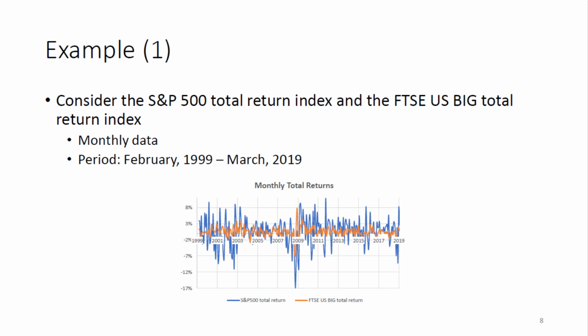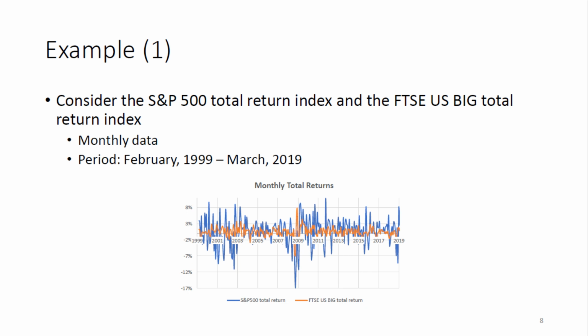So the blue line gives the monthly total returns for the S&P 500 index, so for the equity part, and the amber, the orange line, for the FTSE US Big, so more for the bond return line. And we see that the volatility of the blue line is higher than the volatility of the orange line. We also see that the returns are different in different time periods. So this is likely an indication that volatility changes over time.